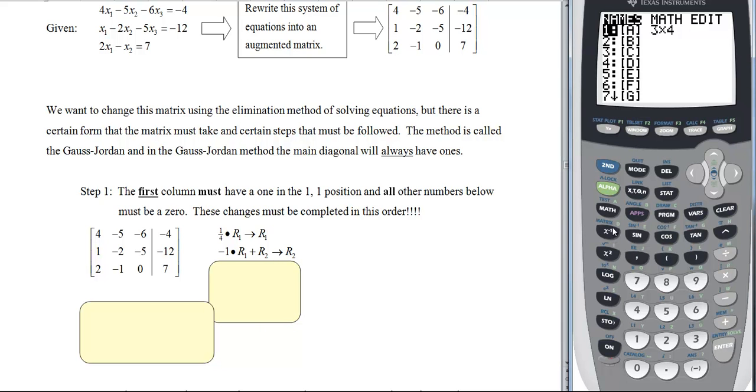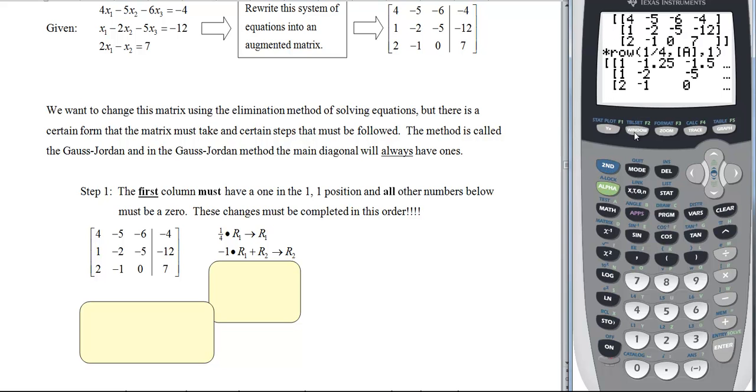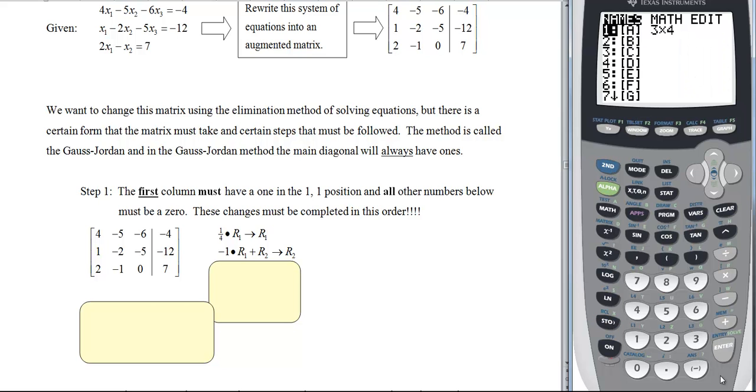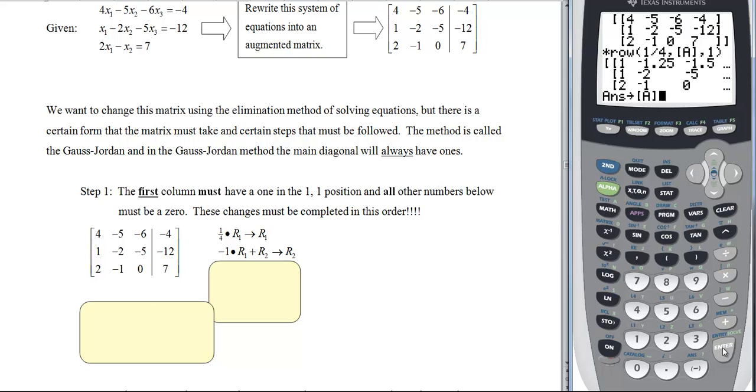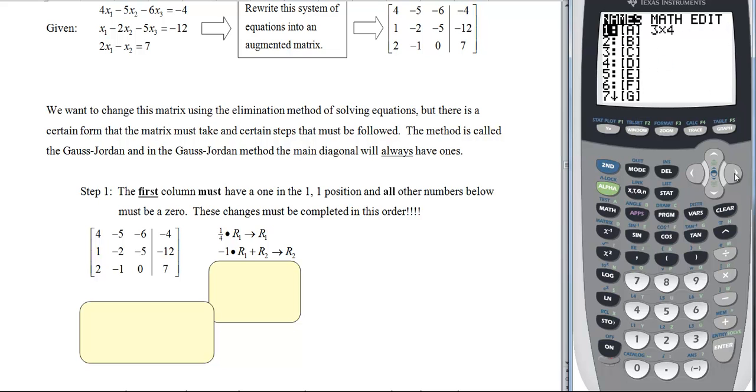Uh-oh, I forgot to store it. So let me quit. Second quit. It's still there. Whew. So store. Remember, every time you do something, you've got to store the thing. Okay, it's there. Alright, now, second matrix, over, up.